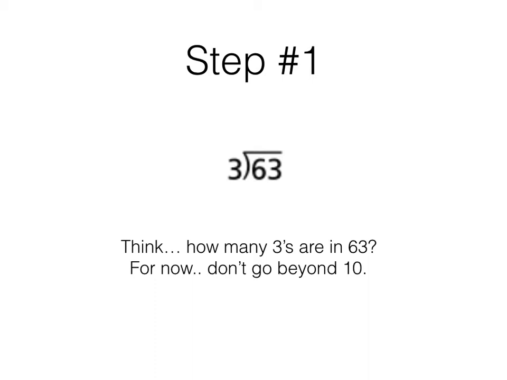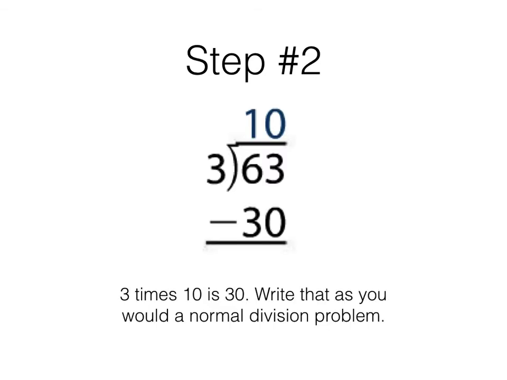You're right. So what I want them to do is don't go beyond 10. That's really going to help. 1, 2, 3, 4, 5, 6, 7, 8, 9, or 10. Once we get to 10, we've maxed out, and we're just going to write a 10 on top. So step number 2, just like you would in traditional division, go ahead and write that 10 on top. 3 times 10 is 30. You're going to write that underneath 63, just as you would in a traditional or normal division problem.